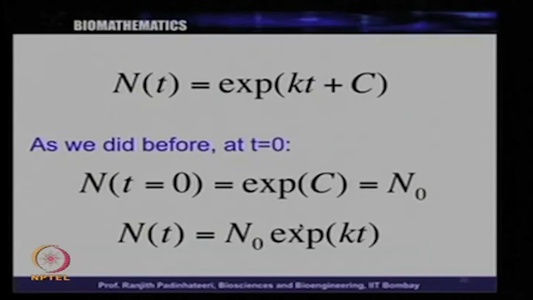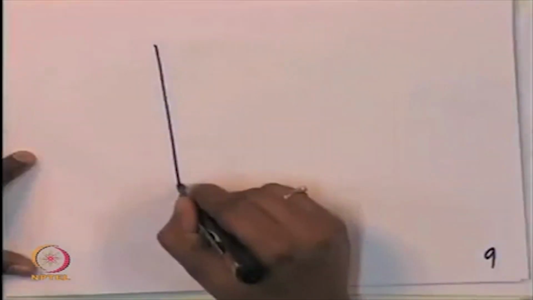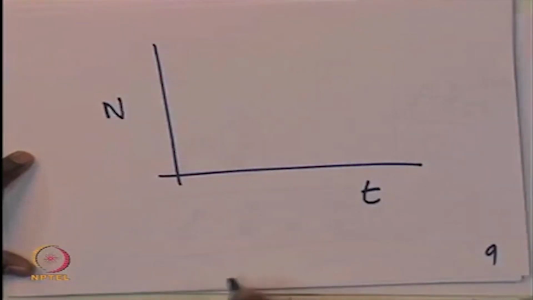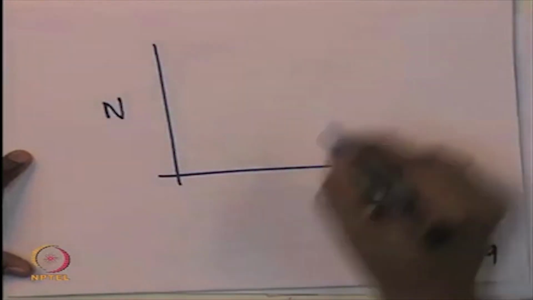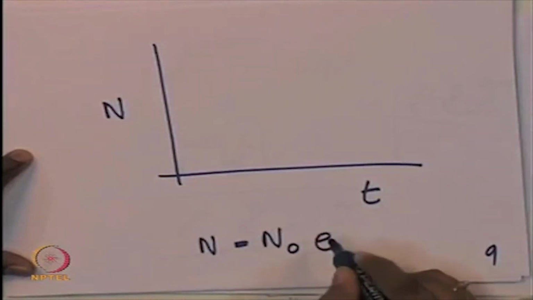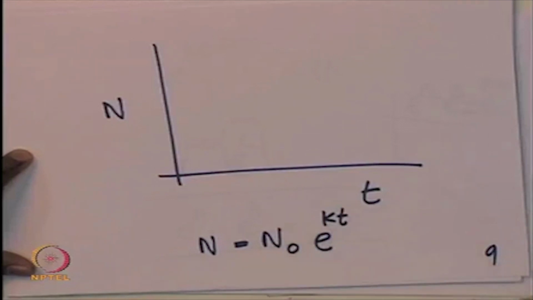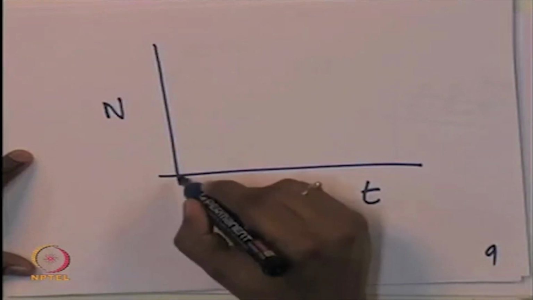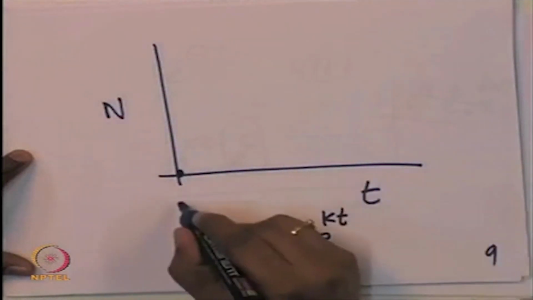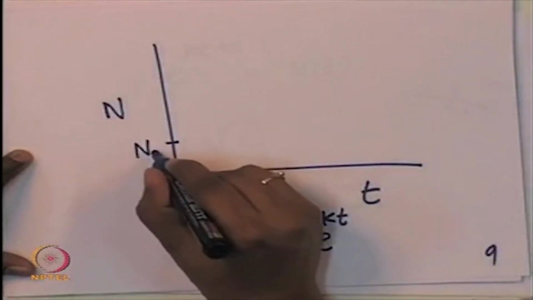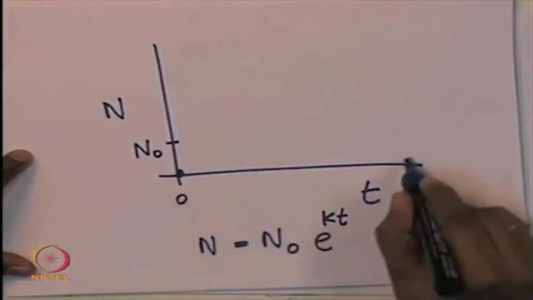How does this graph look like? If we plot this, how does it look like? So, let us plot this n versus t. For every t value there is an n, and our equation is n is n0 e power kt. So, when t equal to 0, n equal to n0. So, when t equal to 0, n has some particular value, let me call this n0. So, this is 0 and the t increases.